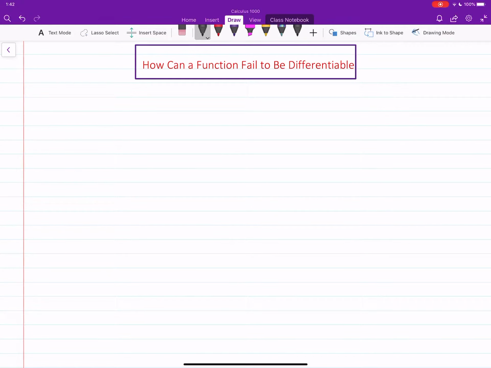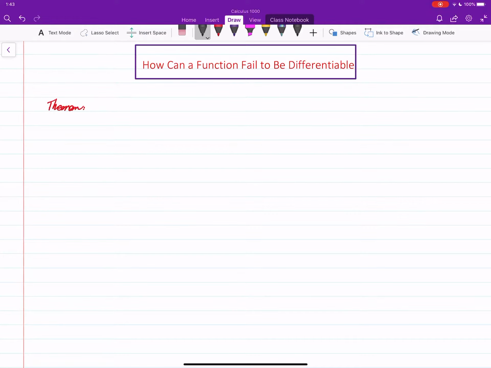Hi, in this video we will see how a function can fail to be differentiable at a point. In particular, we will discuss the relation between continuity and differentiability. Okay, let us start with a very important theorem which says what is the relation between these two notions that we have studied so far, continuity and differentiability.